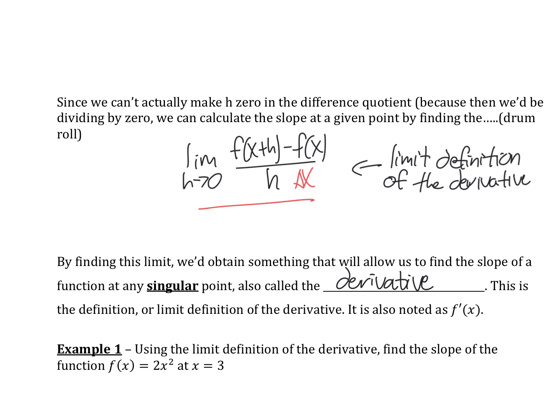We're going to learn some shortcuts for taking it, but for now, our derivative is going to be defined as the limit of the difference quotient as h approaches 0, and we're going to call that the limit definition of the derivative.